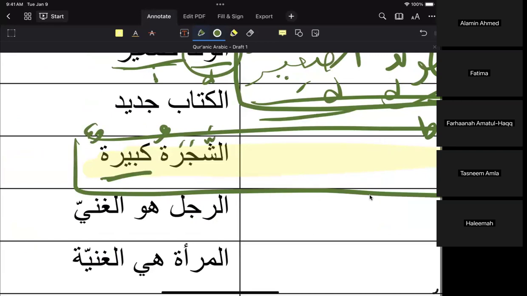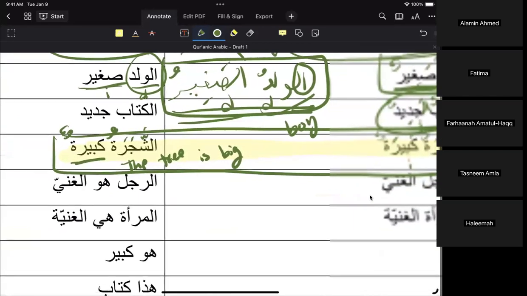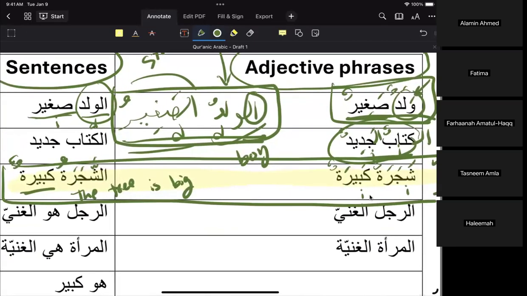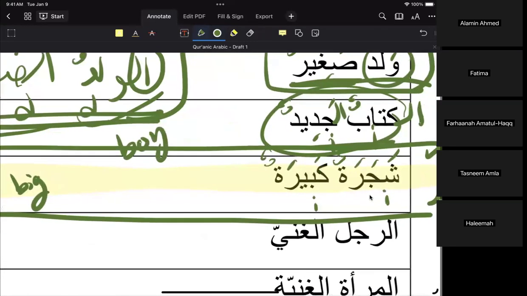Wow, it's a sentence. Very simple way to make a sentence. So now you're saying the tree is big. So it's a complete sentence. But do you see any other interesting thing here from the relationship between the noun and adjective? Both match the gender with ta marbuta. Ahsanti. So remember what we say.